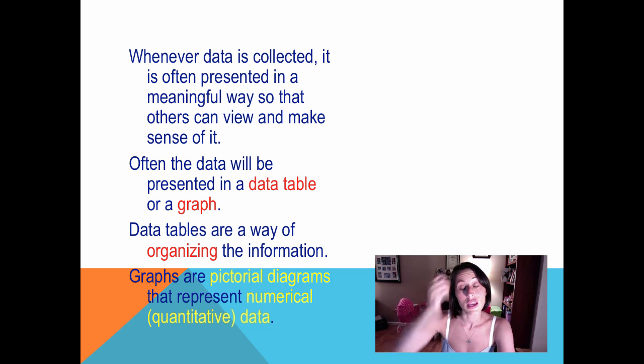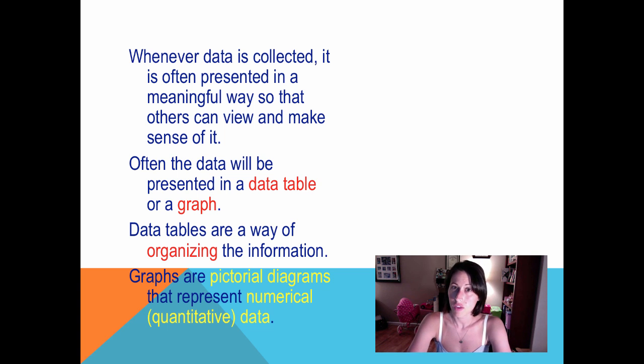Whenever data is collected, it is often presented in a meaningful way so that you can view it quickly and interpret what that means, all right? A lot of times, especially in scientific articles or journals, you'll see information presented in a data table or a graph. This also might be true of some newspaper or magazine articles too. So data tables are one way of organizing the information, and graphs are a picture diagram, a picture of how to represent that numerical or quantitative data.